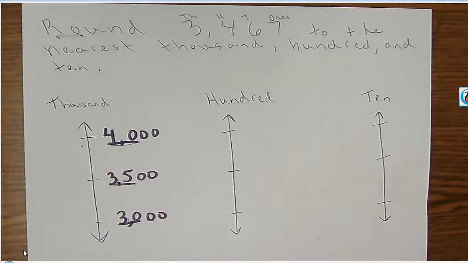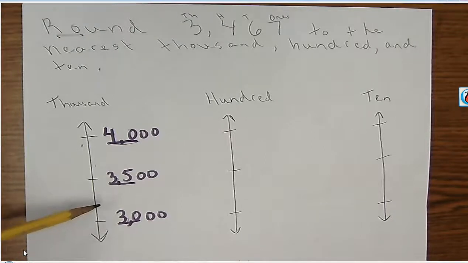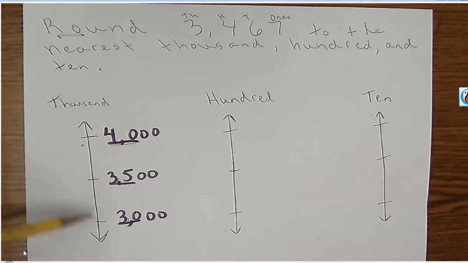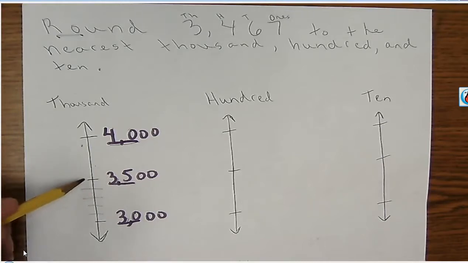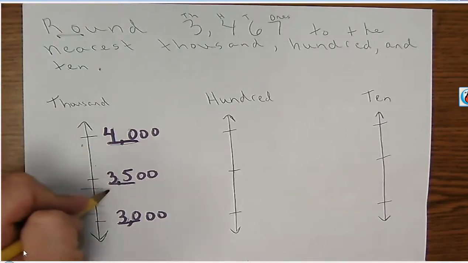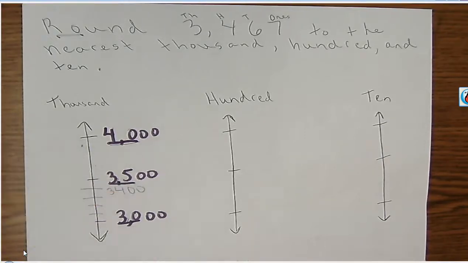All right, so we were working on figuring out the nearest thousand. Okay, so where would 3,467 go? Well, if I think about it, there'd be 500 in the middle here. So this would be 3,100, 3,200, 3,300, 3,400, then 3,500. So that line right there would be 3,400.